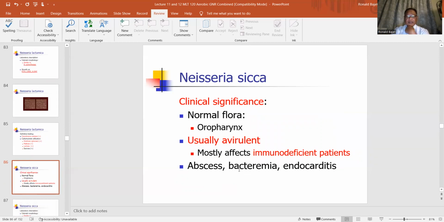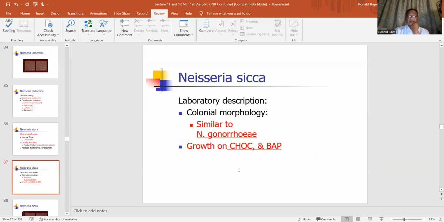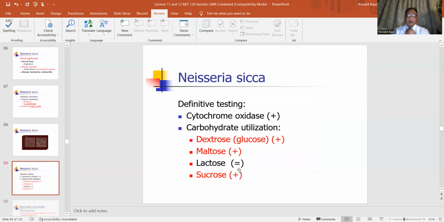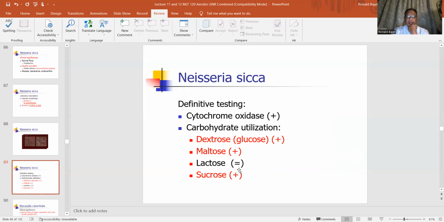Finally, Neisseria zikae is found in the oropharynx and is usually avirulent, and this one is found in immunodeficient patients, in abscess, bacteremia, and endocarditis. The colony is similar to Neisseria gonorrhoeae. This one likes chocolate and blood. You can take these isolates on modified Thayer-Martin, and all four of them look pretty identical. So Neisseria zikae is the weirdo.